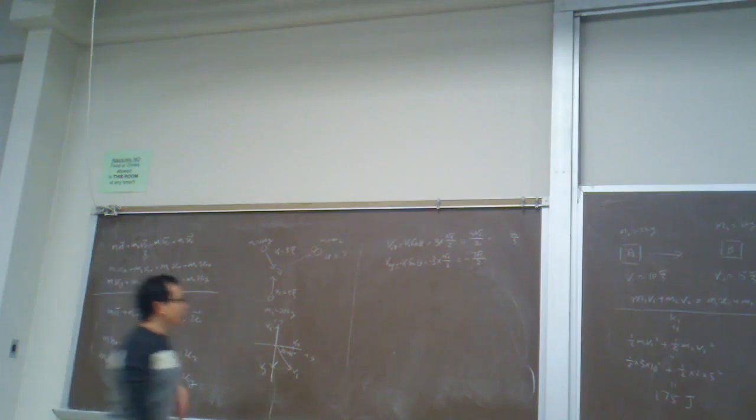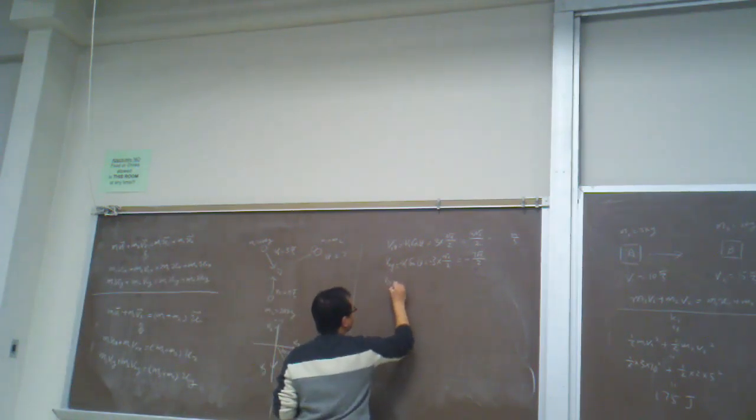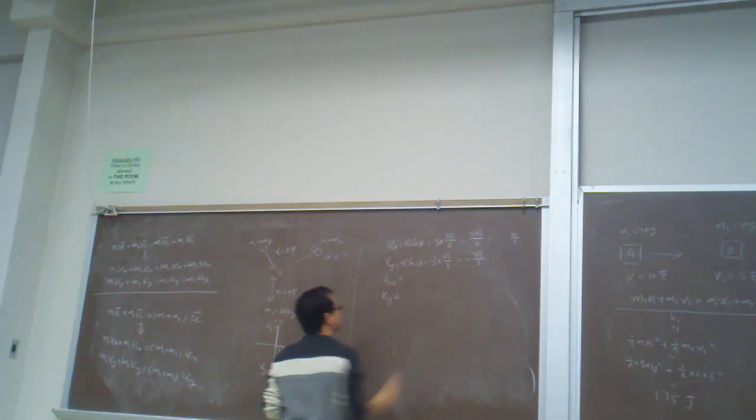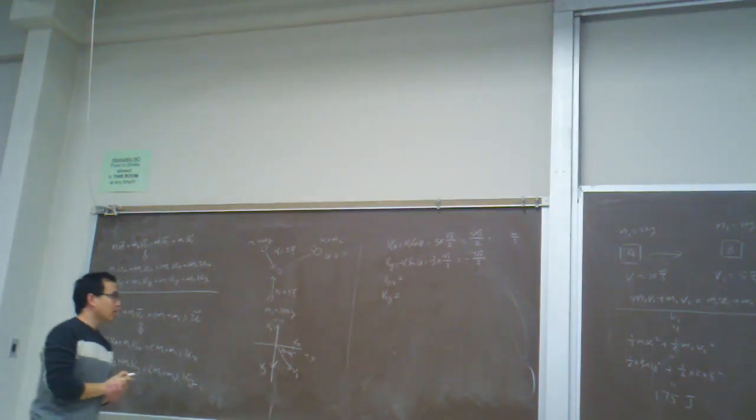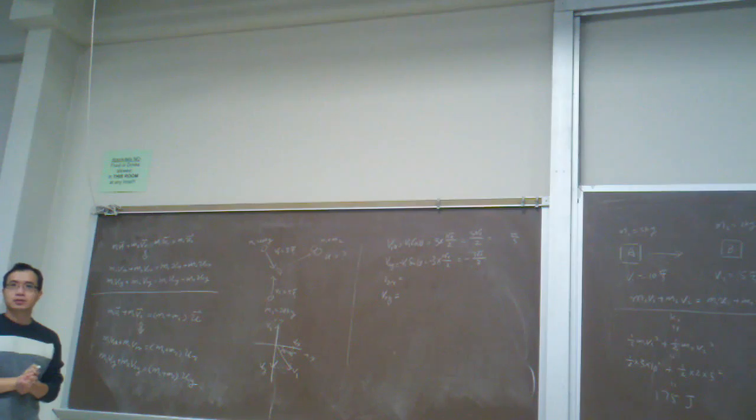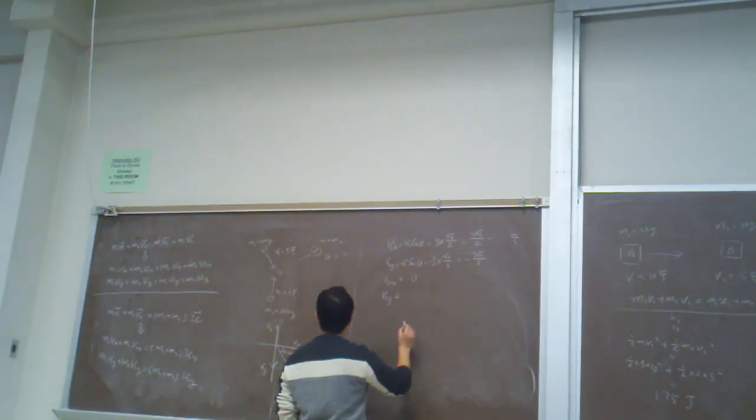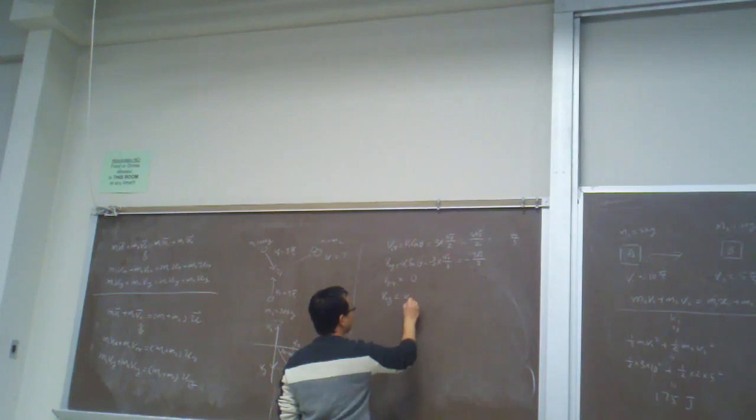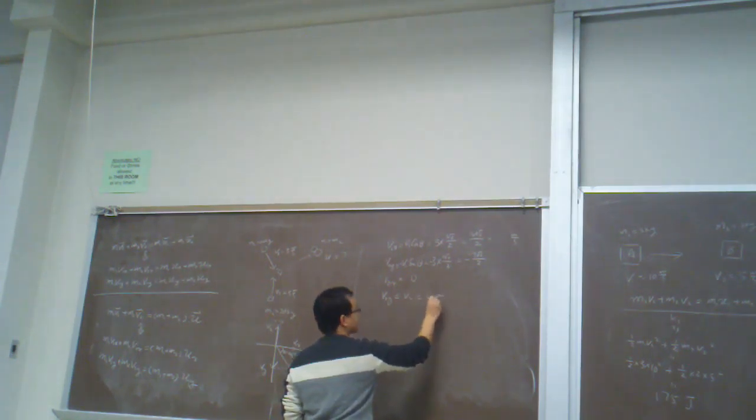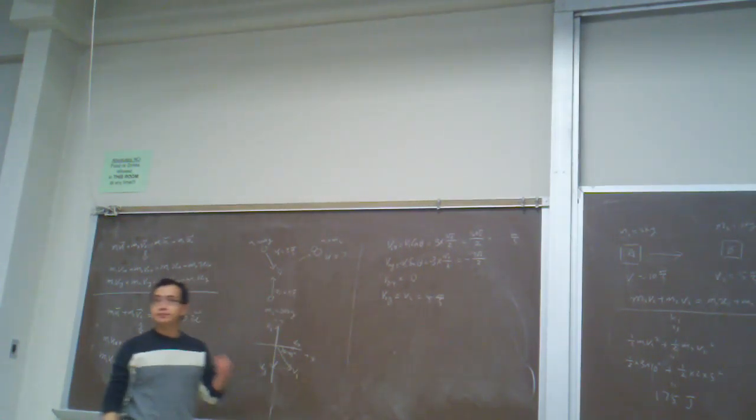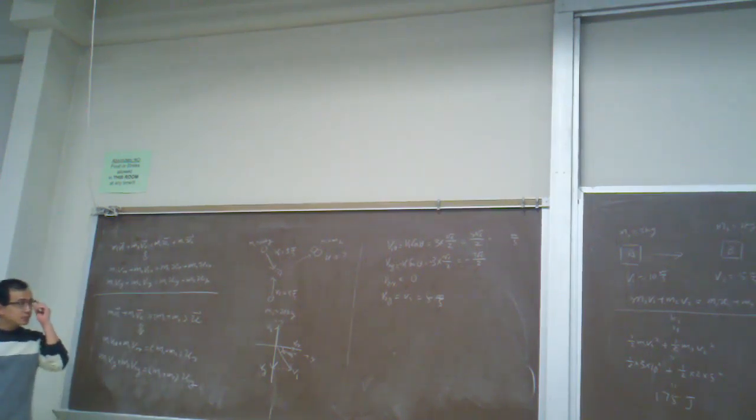Okay, for v2x and v2y, you don't have to do the cosine sine stuff. You should be able to tell me directly. What is v2x? 0. What is v2y? V2, so it's 5 meters per second. Okay? So these are the vector decomposition. Okay, do you still remember all these things?